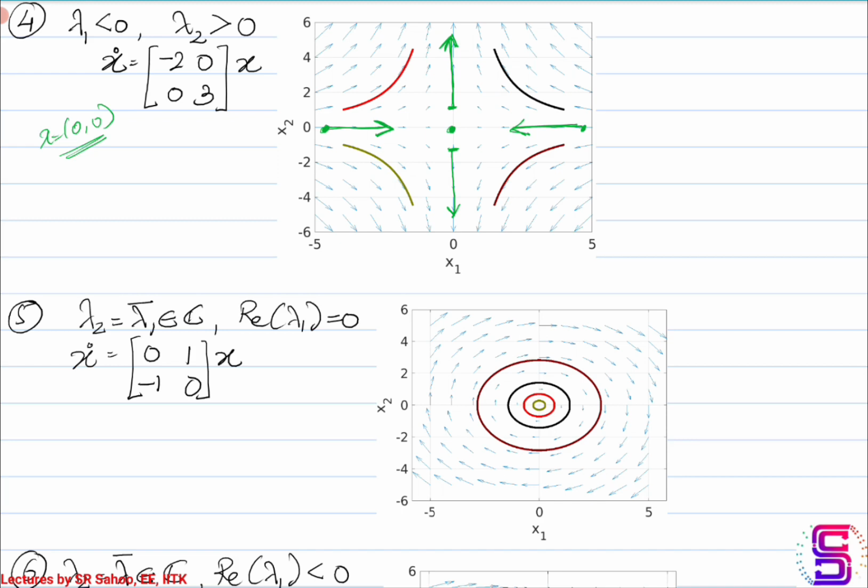Okay, so along the stable eigenvector, that is what we'll call the x1 axis, because the trajectories along it are moving towards the origin, and along the unstable eigenvector, which is the x2 axis, because the trajectories there are moving away from the origin.